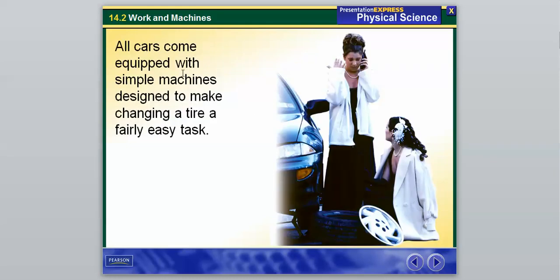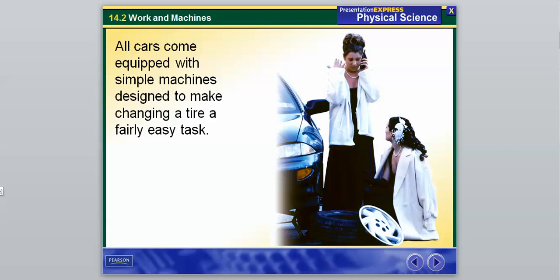So all cars come equipped with simple machines designed to make changing a tire a fairly easy task. If you've ever had a flat tire, notice there's a jack and a couple other tools there to help you change the tire. Those are all what are known as simple machines, which we'll focus on more in subsequent sections within this chapter.